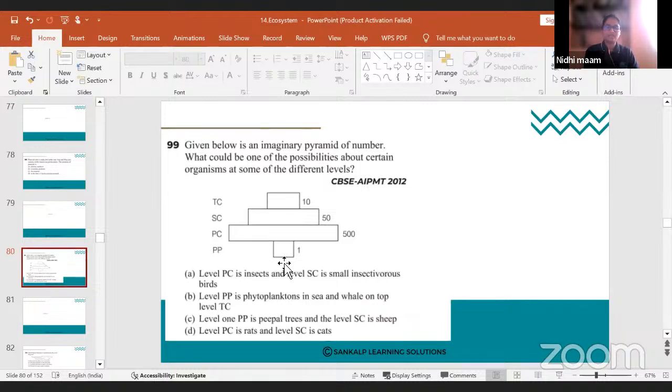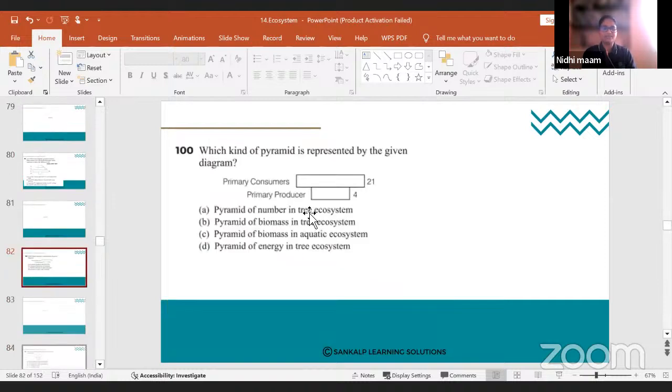That is, the primary consumer is insect. Then the secondary consumer is small insectivorous birds. So option A is the right answer.